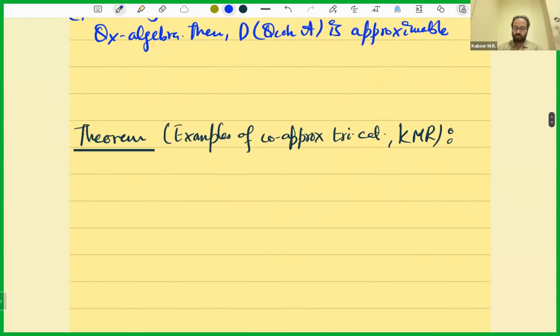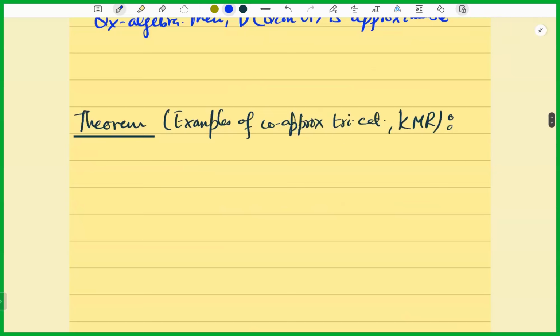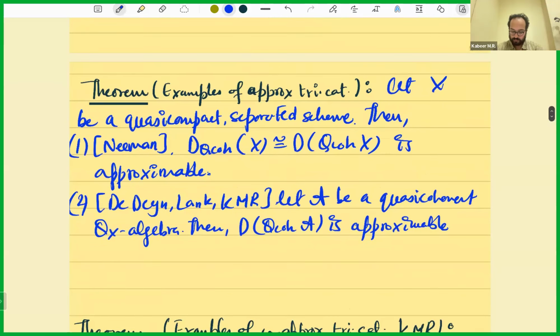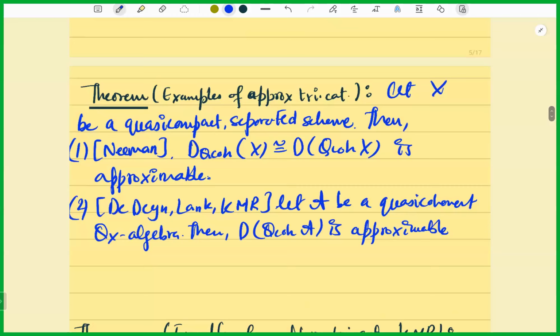So now we come to the example of co-approximable triangulated categories. Kabeer, can I ask a very tedious question? Yeah, sure. Can you just go up a little bit? Example number one. Amnon proves that DQCX is approximable, I know, but here you're writing that DQCX is the same as looking at quasi-coherent cohomology and looking at quasi-coherent sheaves. For this triangle equivalence, is QC plus separated fine? Separated is fine. I thought we needed Noetherian or locally Noetherian. I don't think that is required.